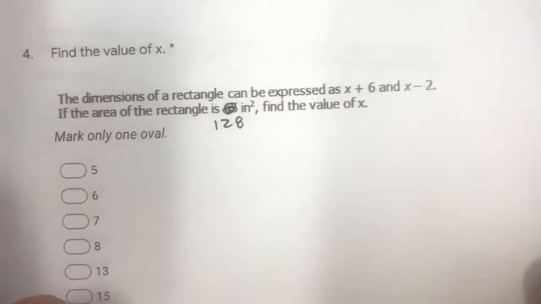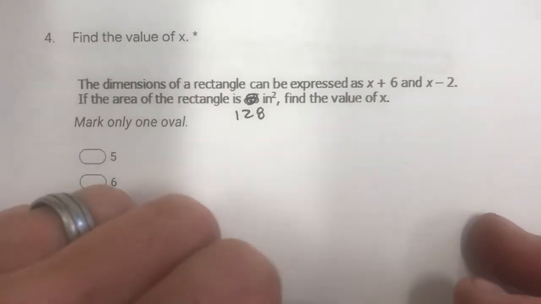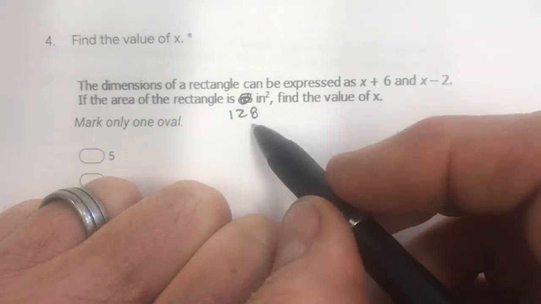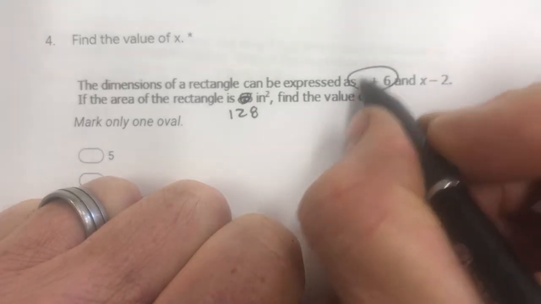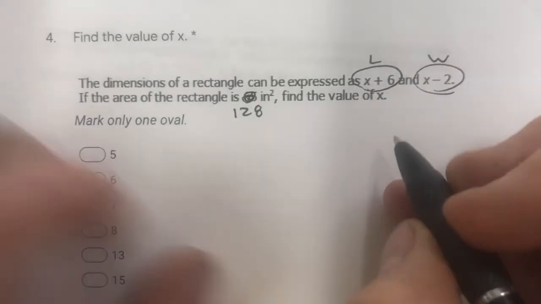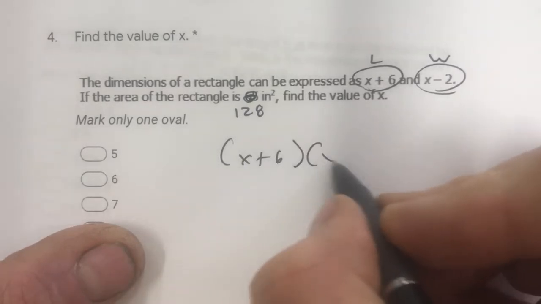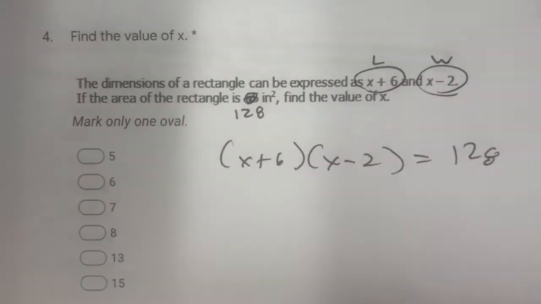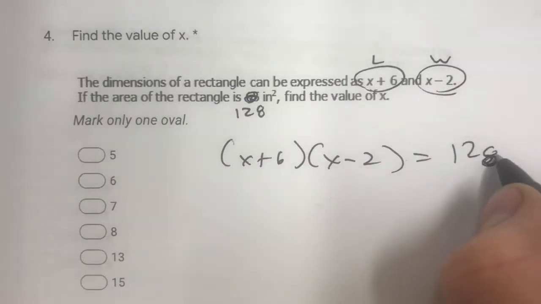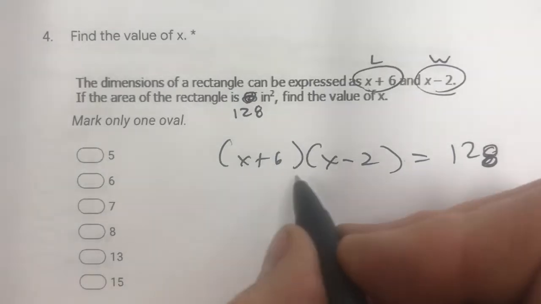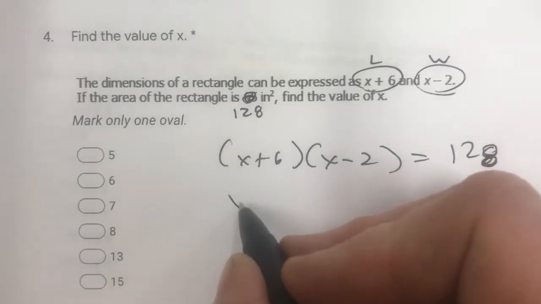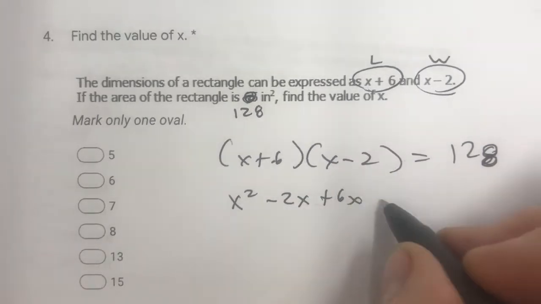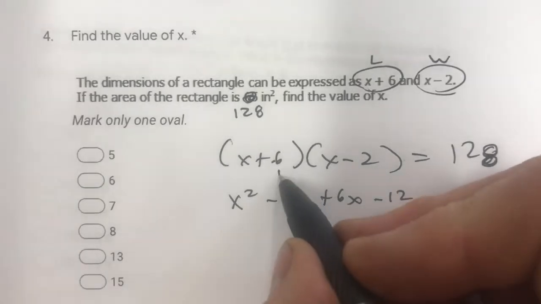Okay, number 4. The dimensions of a rectangle can be expressed as x plus 6 and x minus 2. If the area of the rectangle is 128, find the value of x. So here's my length, there's my width. I have x plus 6 times x minus 2, length times width equals area, which in this problem is 128. I'm going to have to multiply these out, so I can do the FOIL method: x times x, x squared, x times negative 2, 6 times x, 6 times negative 2.